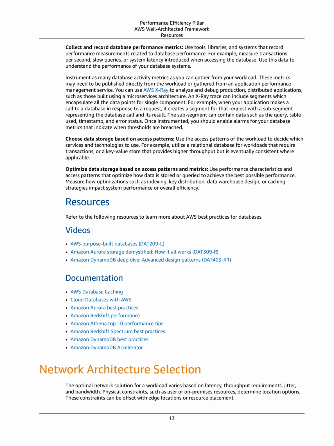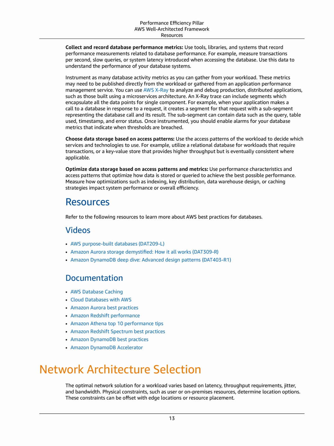Collect and record database performance metrics. Use tools, libraries, and systems that record performance measurements related to database performance. For example, measure transactions per second, slow queries, or system latency introduced when accessing the database. Use this data to understand the performance of your database systems. Instrument as many database activity metrics as you can gather from your workload. These metrics may need to be published directly from the workload or gathered from an application performance management service.